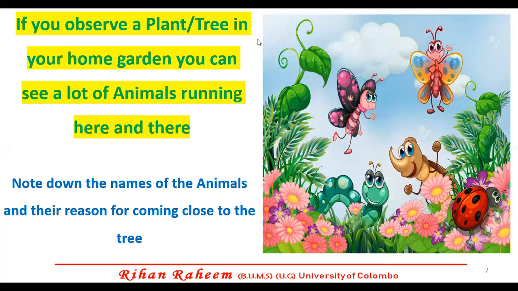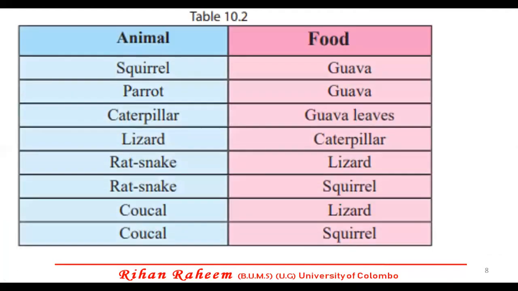Okay, good. Then one by one we are going, because you all are very small. I'm going very slowly. I hope you will understand everything clearly, because I am giving pictures, everything to explain the thing. In our textbook itself, they have written down the names. What are the animals and why are they coming? Mainly in this situation, the animals are coming for the food.